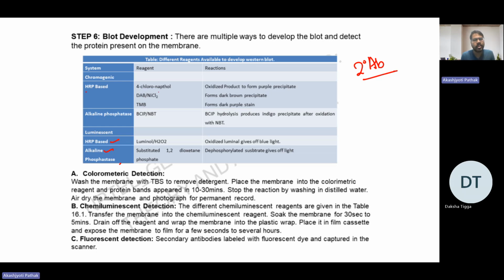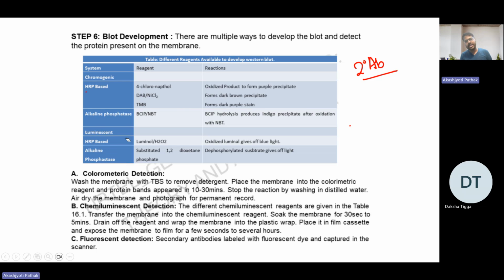If you add 4-chloronaphthol, what color will you get? Purple precipitate. If you add DAB, you will get a brown colored precipitate. If you add TMB, you will get a dark purple stain. If it is alkaline phosphatase conjugated, then you need to add BCIP. And what color will you get? Indigo precipitate. So you can read about this. These are some points that you need to remember.